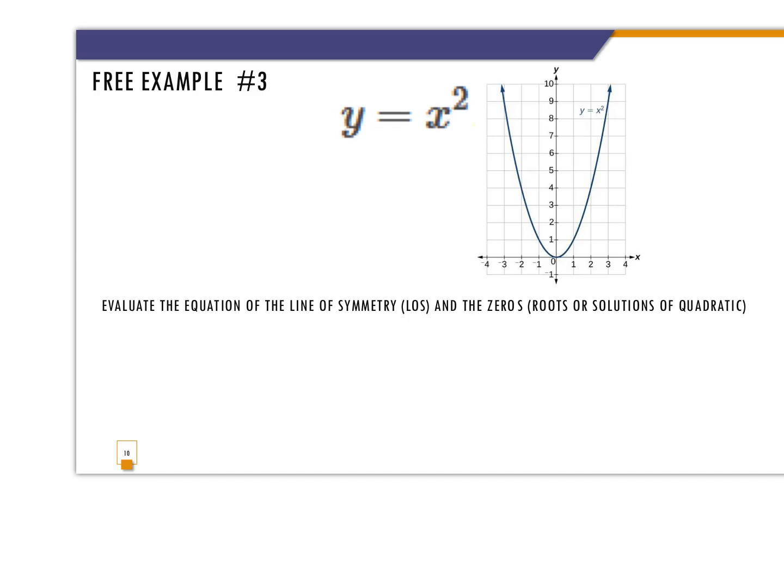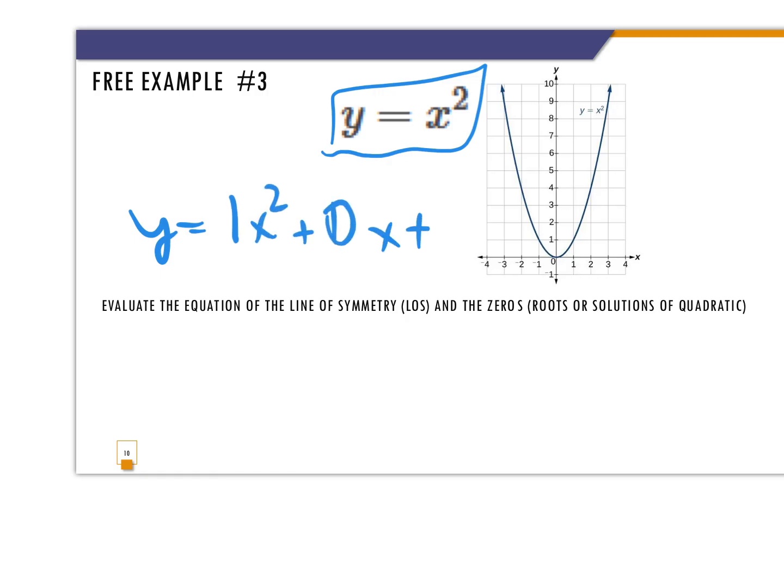Evaluate this equation for the line of symmetry and the zeros, roots or solutions of the quadratic. So here it goes again. Look how easy it is. It's just y is x squared. Good news, it's in general form, because y equals 1x squared plus 0 times x plus 0. So what's my a? My a is 1. What's my b? My b is 0. What's my c? It's a 0.